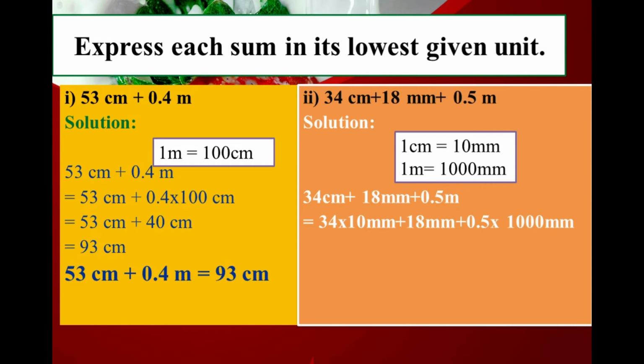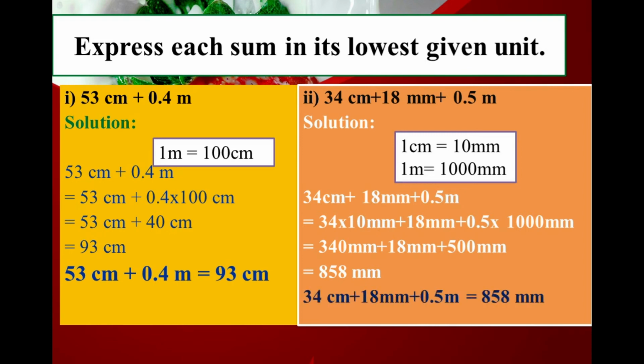34 into 10, 340. Here it is in millimeter itself, so no need to change. Here on multiplying by 1000, we get 500 millimeter. Every number has the same unit, so add all of them, and adding we get 858 millimeter. The answer for this sum is 858 millimeter.